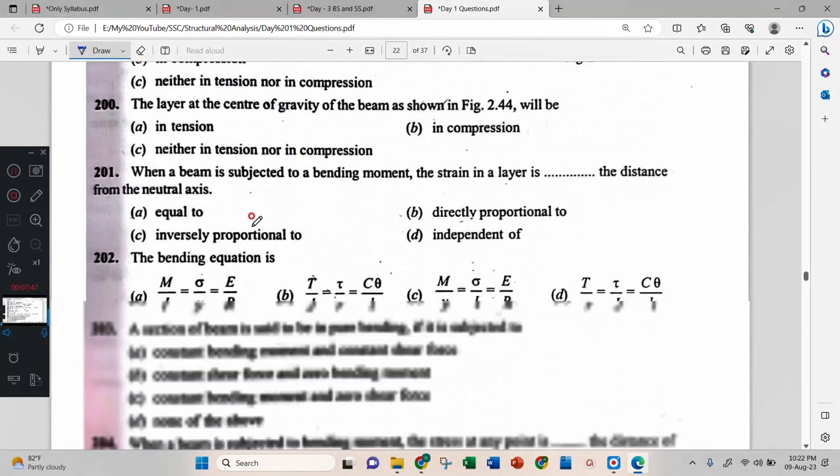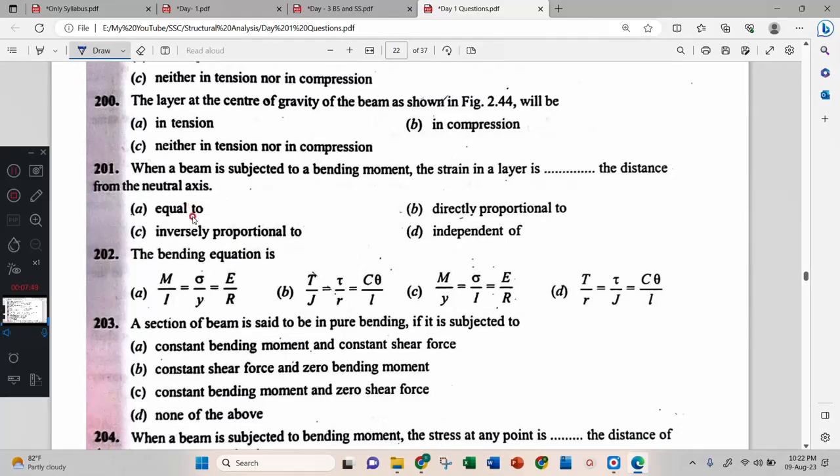I'll skip some, coming down. 201. When a beam is subjected to bending moment, the strain in a layer is dash distance from the neutral axis. Yes.